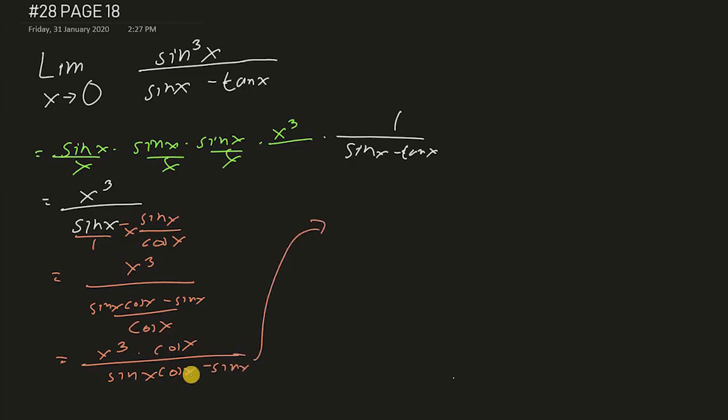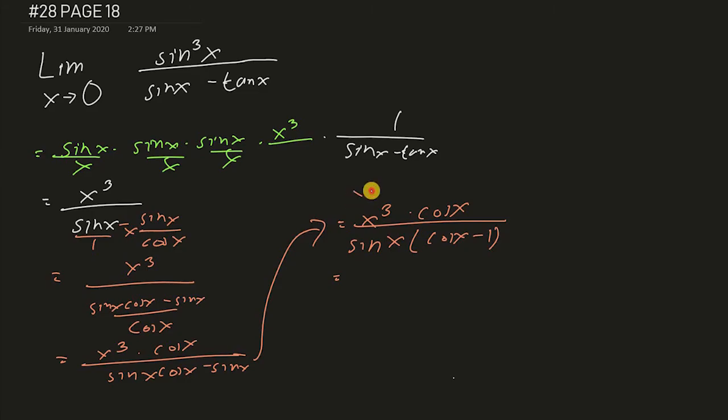Now, kung mapapansin nyo, guys, dito sa ating denominator, they have a common factor which is sine. So, ilalabas ko yung common factor na sine. So, yung matitira sa numerator, we still have x cubed times cosine x. Ilalabas ko yung sine. That will be sine x times cosine x minus 1. Ngayon, pwede ko nang i-simplify yung ito, guys.